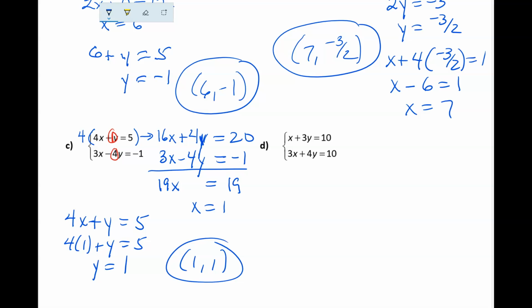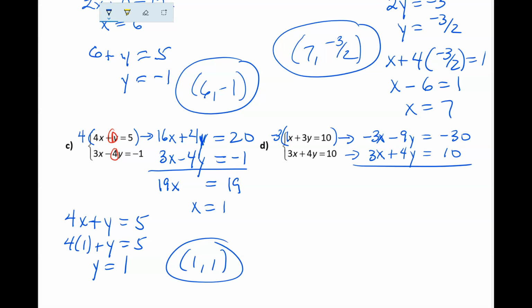We have a similar setup in D. We have a 1x and a 3x. It would be real easy to just multiply that first equation by negative 3 to create a negative 3x coefficient in the first equation. So now let's distribute that to all terms. Negative 3x minus 9y equals negative 30. And then I'm just going to bring over that other equation so that we can line them up to add them together.